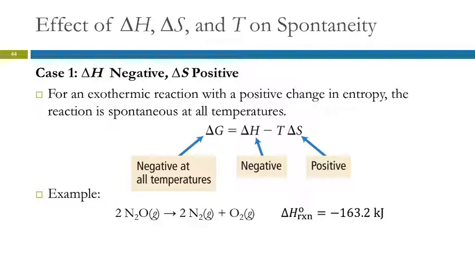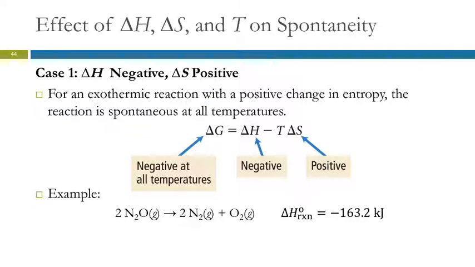So delta G equals delta H minus T delta S. What effect do delta H, delta S, and T have on spontaneity? We're going to look at 4 different scenarios. The first one, we've got delta H being negative and delta S being positive.